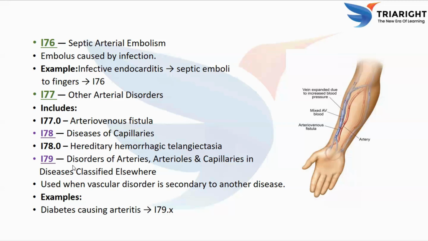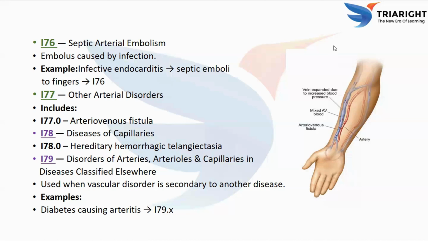So next, I79. I79 describes disorders of the arteries, arterioles and capillaries in diseases classified elsewhere. This means the vascular tissue is affected secondary to another disease. This is used when another main disease is responsible for the artery or capillary disorder. What is the example for I79? For example, diabetes causing arteritis, nothing but inflammation of the arteries. So you have to code I79.x because diabetes is the main condition. Arteritis is a result of it.